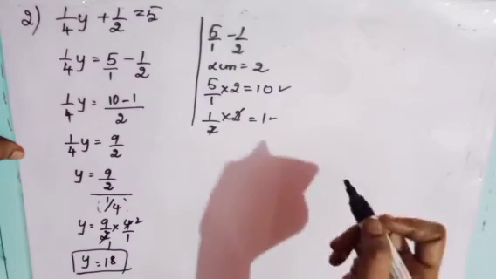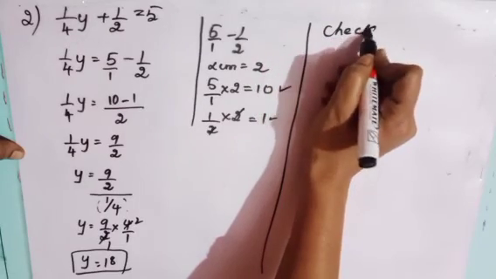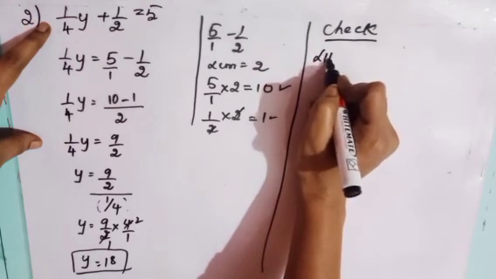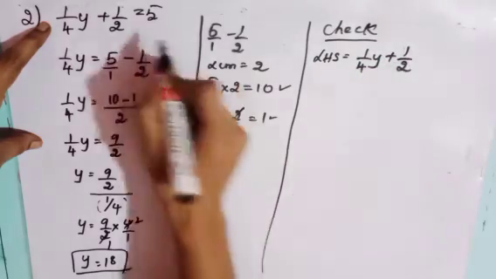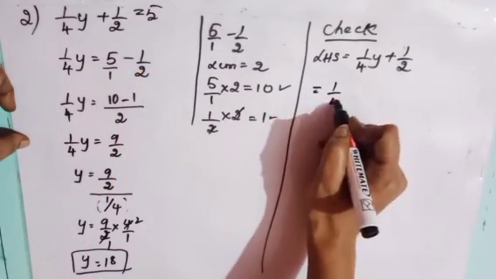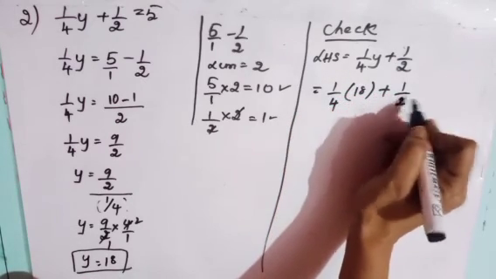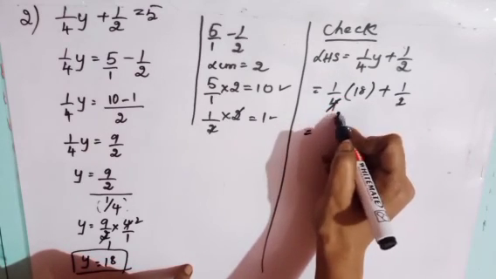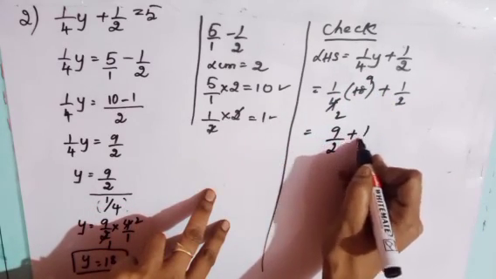Next, we have to check whether what we found is correct or not. Let us check it. We take the left-hand side. LHS equals 1 by 4 y plus 1 by 2. The RHS is given, equals 5. Now write 1 by 4, and the value of y is 18, so write here 18, plus 1 by 2. Next, 18 is divisible by 2: 2 ones are 2, 2 nines are 18. That is 9 by 2 plus 1 by 2.